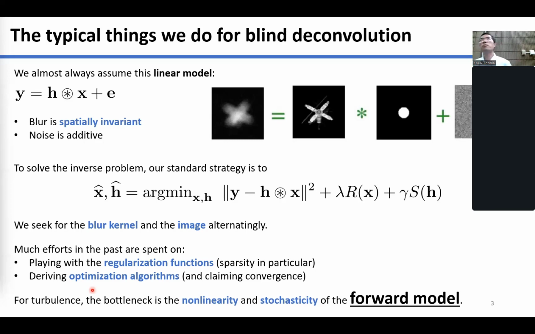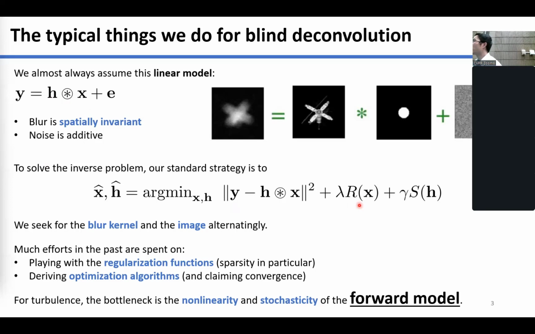The core business for Turbulence has nothing to do with these. It has everything to do with the forward model. The forward model is so hard that you cannot easily invert it. So what do I mean by forward model? The forward model, of course, doesn't follow this equation, right? We know what is the forward model.